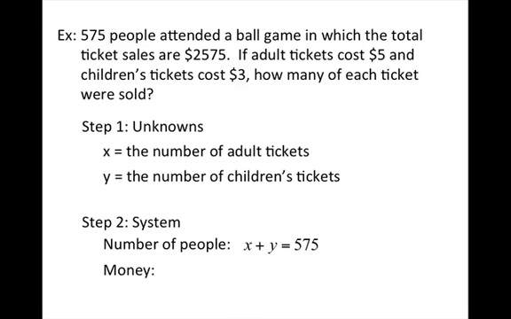So the adult tickets were $5 and I sold X of them, so that's 5X. The children's tickets were $3 and I sold Y, so that's 3Y. If I add the money from the adult tickets plus the money from the children's tickets, that's going to be the $2,575 that I took in. So I'm going to put these two equations together as a system. So I just put a brace in front of them.